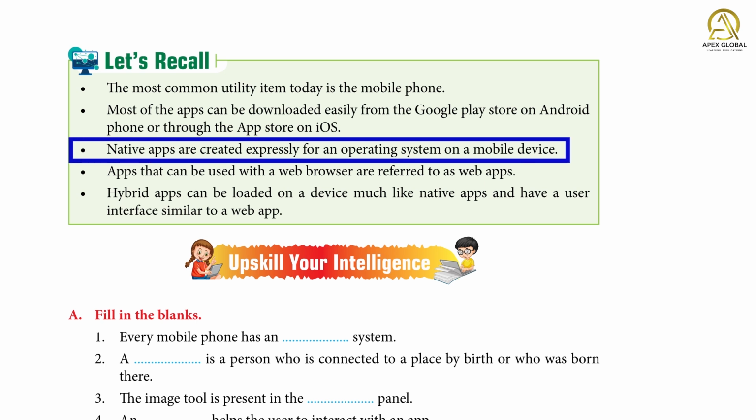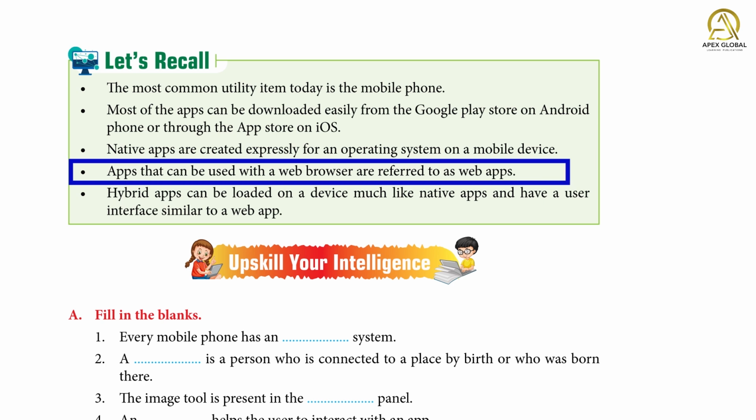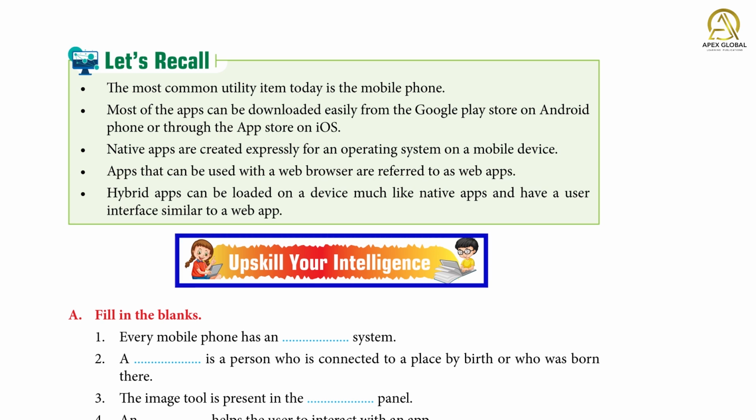Native apps are created expressly for an operating system on a mobile device. Apps that can be used with a web browser are referred to as web apps. Hybrid apps can be loaded on a device much like native apps and have a user interface similar to a web app.